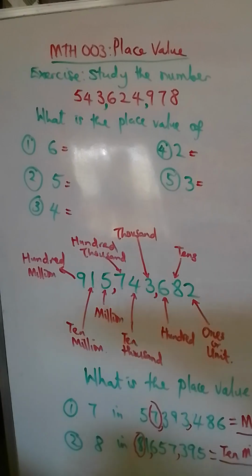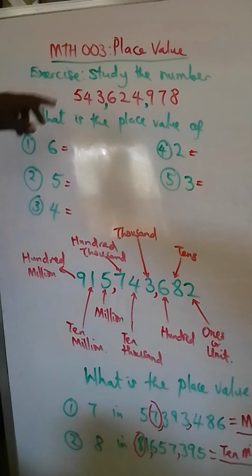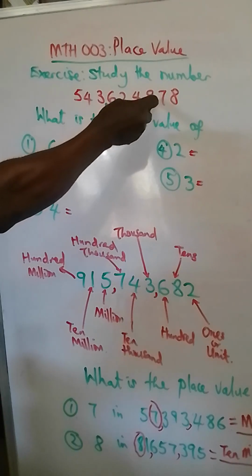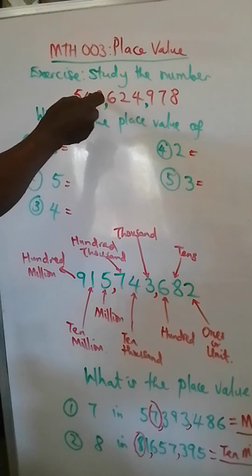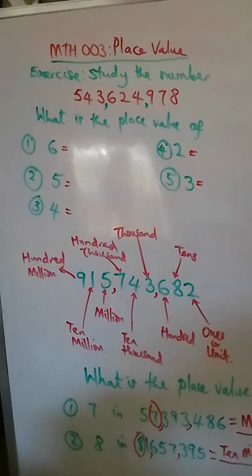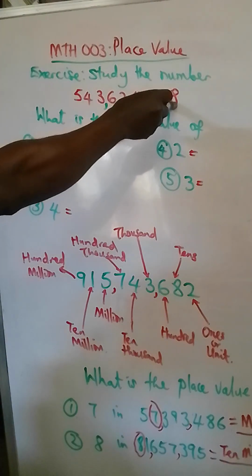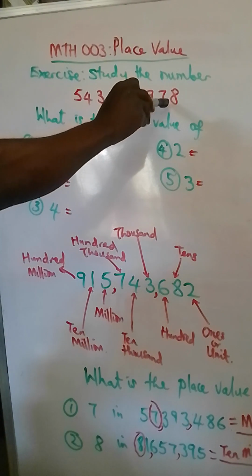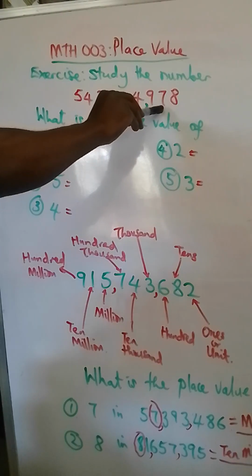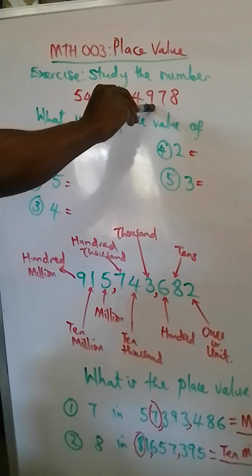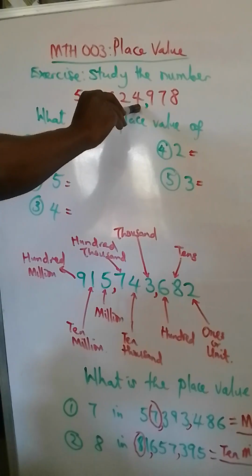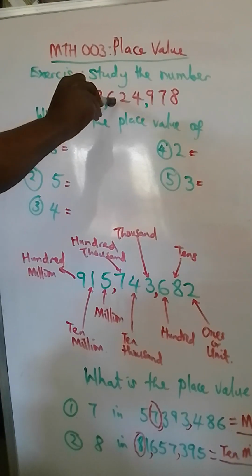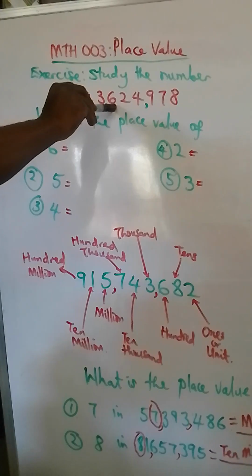So the exercise you want to do for me is, you study this number. This is a 9-digit number. I have 1, 2, 3, 4, 5, 6, 7, 8, 9. 9 digits. So don't forget the first one, the place value is units, or you call it ones. The place value of the second one is tens. The third one, 100. The fourth one, 1,000. The fifth one, 10,000. The sixth one is 100,000.